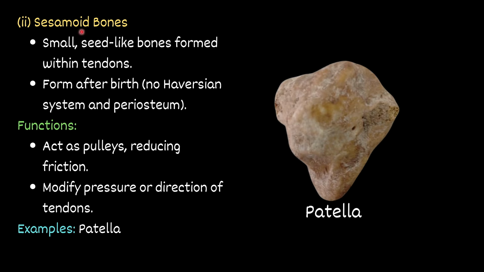Sesamoid bones, small seed-like bones formed within the tendons. They form after birth. You will not find any Haversian system and periosteum. You can see the patella bone. They act as pulleys, reducing friction. They modify pressure or direction of the tendons, like the patella. This is the patella.